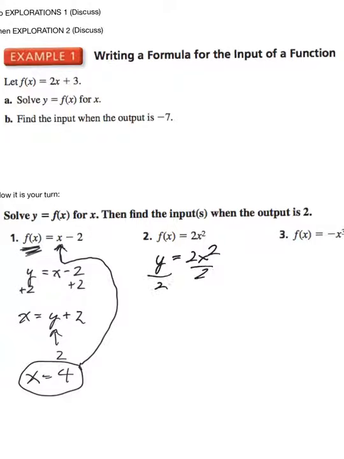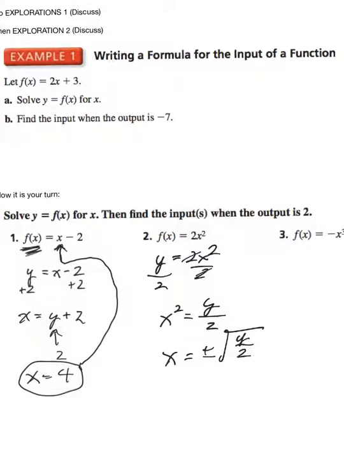If I go too fast, please go ahead and replay it. But now I've got x squared equals y over 2. And then I'm going to square root both sides. Now when I square root both sides, I still have to do the old plus or minus thing again. Plus or minus square root of y over 2.